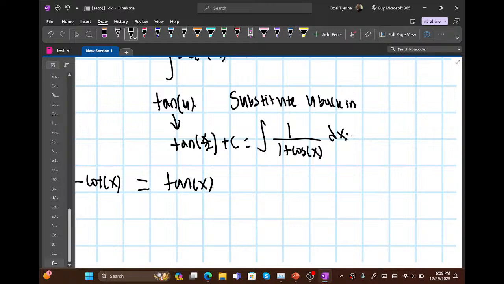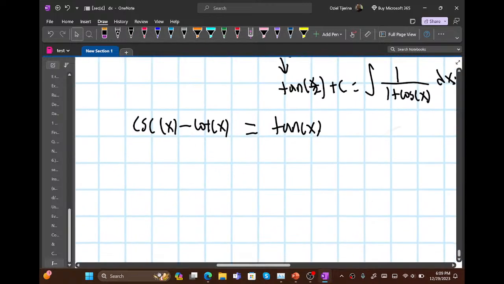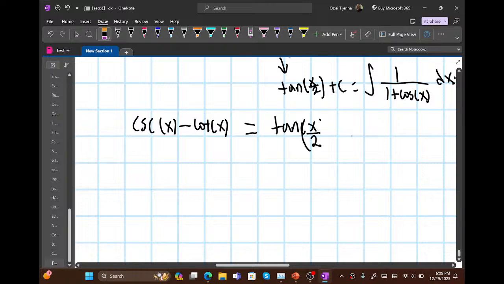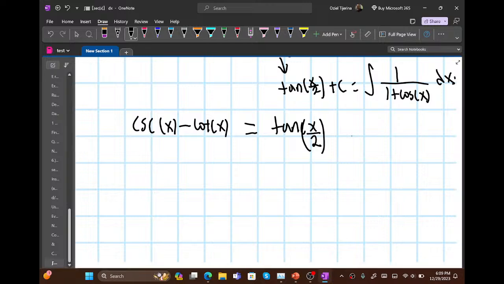Now, we're gonna just prove that this is the same thing as tangent of x over 2. I'm just doing this because I'm trying to show y'all that it is the same thing. This is gonna be it once I finish.